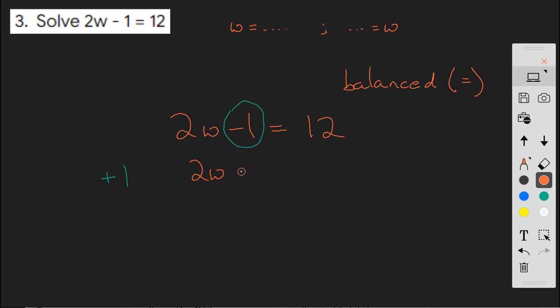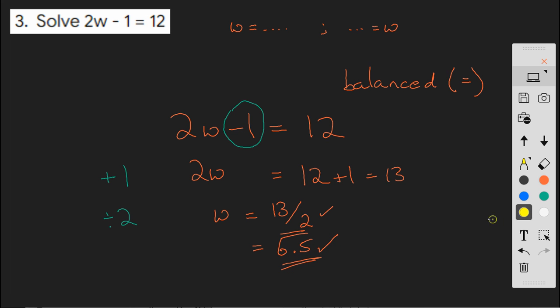So I now just have 2w equals 12 plus 1, which is 13. So if I know what 2 of something is, the inverse operation of multiplying by 2 is to divide by 2. So I'm going to divide both sides by 2, which is 13 over 2. And I could write that either as 13 over 2, which is okay, or 6.5, which is okay as well.